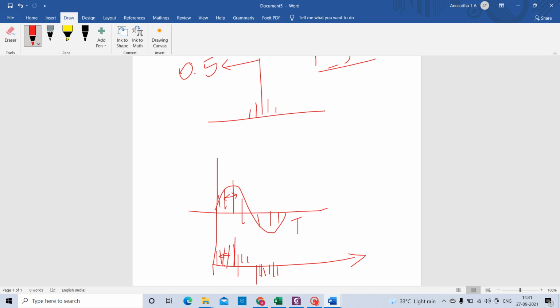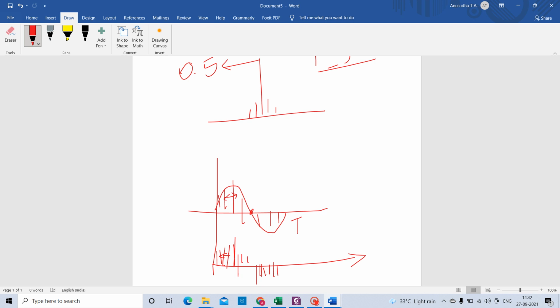Also, the number of zero crossings: a zero crossing generally occurs when the amplitude is 0, so the number of zero crossings will increase. And if the samples increase, it changes the shape of the sinusoidal signal. These are some of the basic concepts about the frequency spectrum.